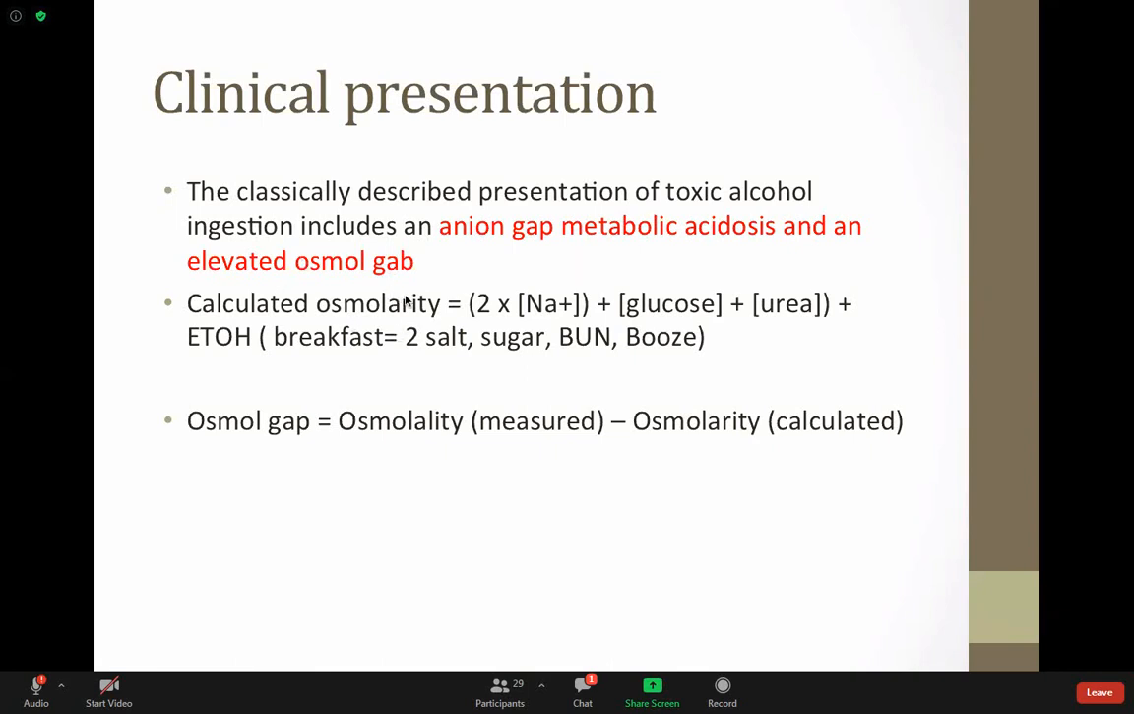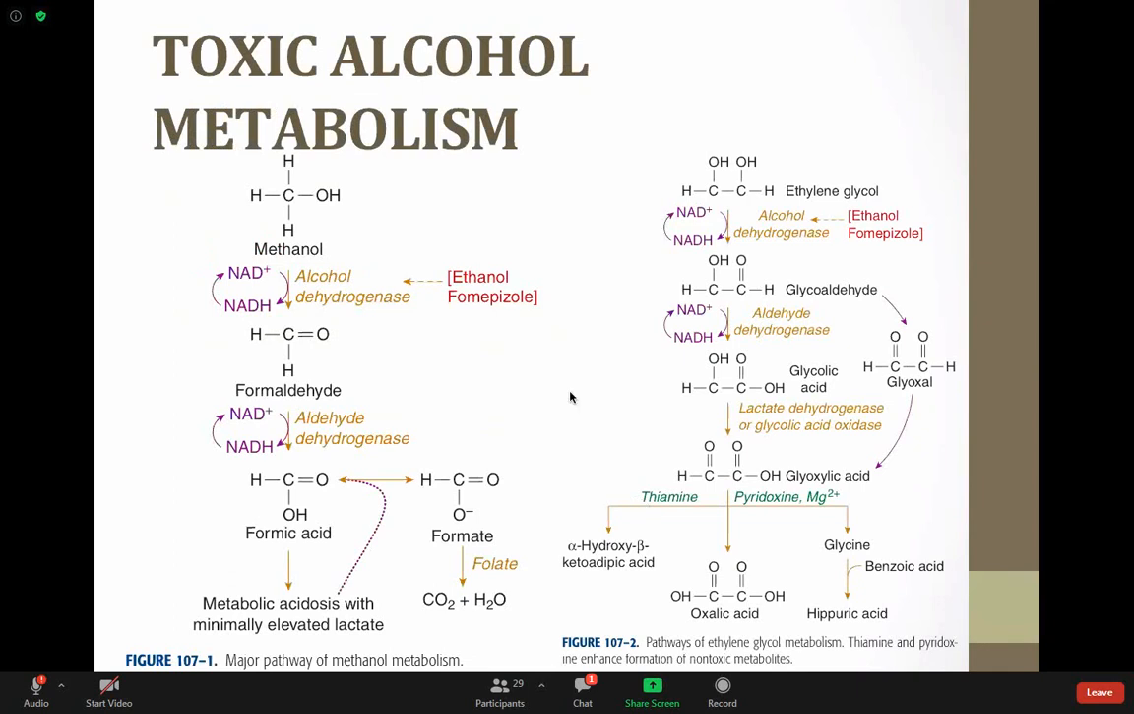Okay, what's the osmolar gap? We calculate the osmolarity with this formula: 2 times sodium plus glucose plus urea plus ethanol. We add ethanol to the calculation because many of those with toxic alcohol also have ethanol. They abbreviate it there: 2 sodium, glucose, BUN, urea BUN, and alcohol. This is how you calculate the osmolarity. And then the osmol gap is the osmolality measured in the lab, measured not calculated, minus what you calculate. If it's more than 10, then we consider it high and we worry about toxic alcohol.